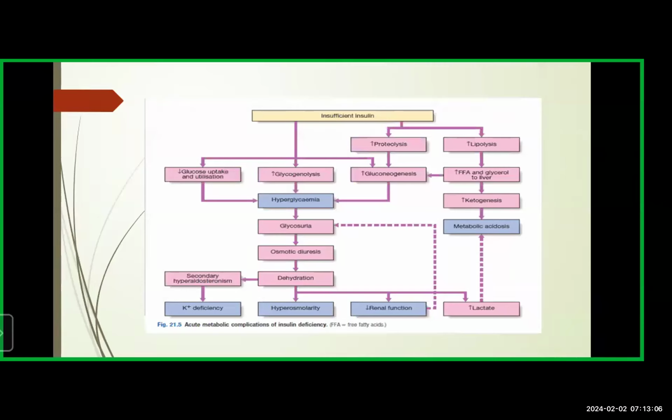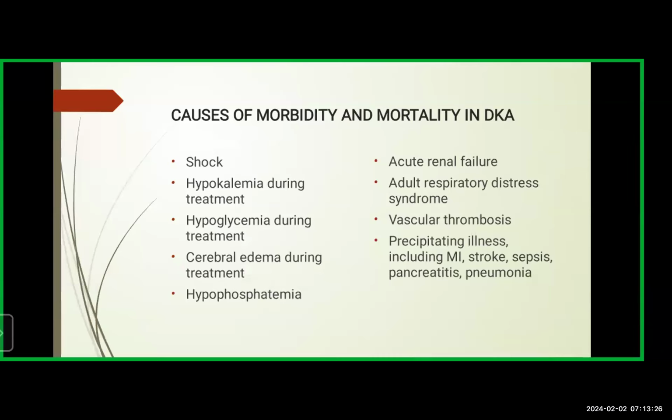Now, this is just a summary of what I've talked about. From when there's insulin deficiency, there's increased glycogenolysis, and of course, increased lipolysis. And at the end of the day, this causes increased lactic acidosis, reduced renal function, and of course, potassium loss and hypokalemia.